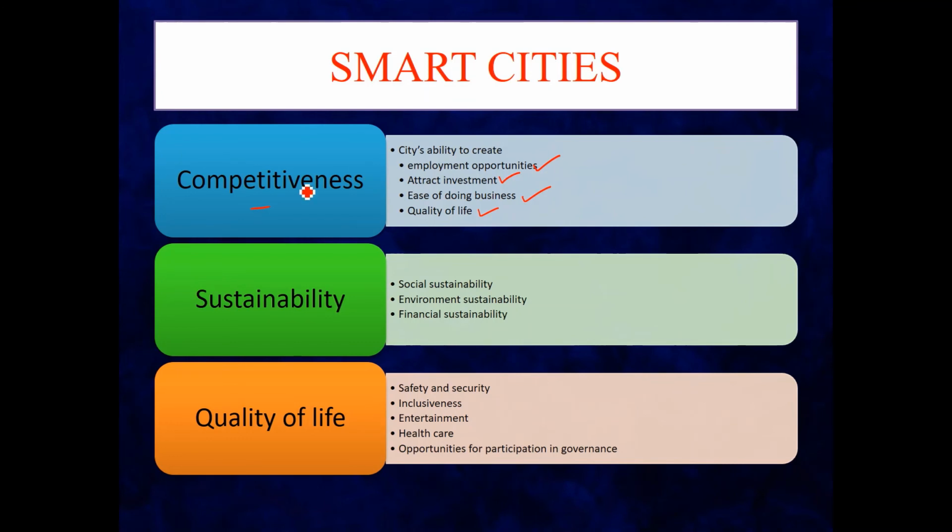Then after sustainability, we have social sustainability, environment sustainability, and financial sustainability. And quality of life, we have safety, inclusiveness, entertainment, healthcare, and opportunity to participate in governance. So these are the features of smart city by competitiveness, sustainability and quality of life.